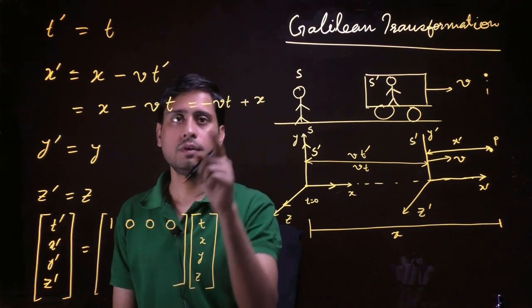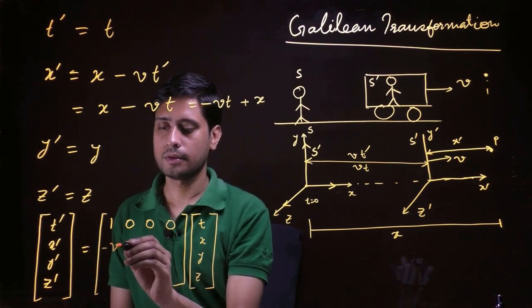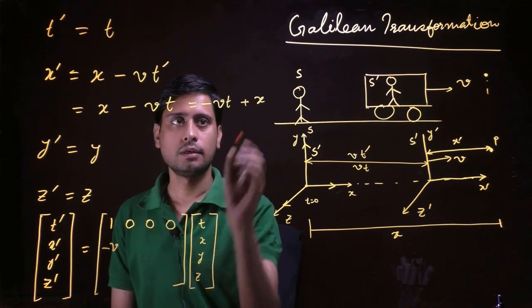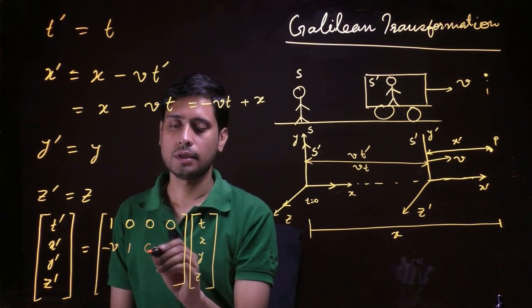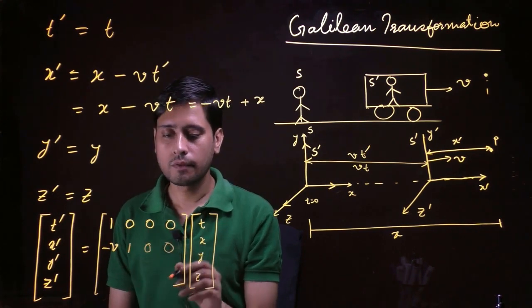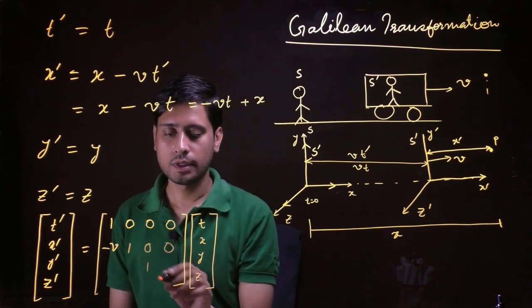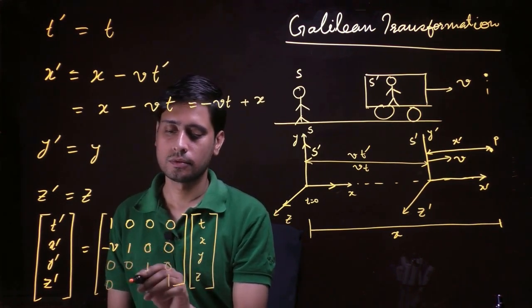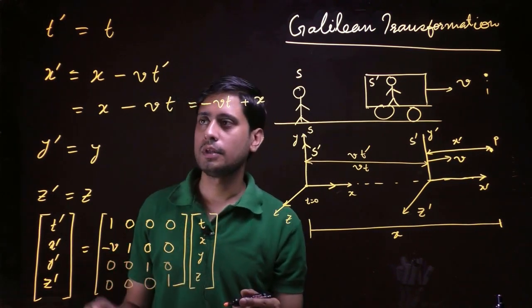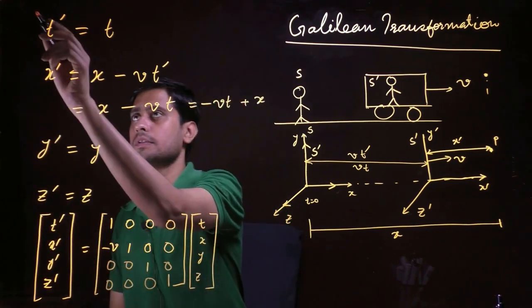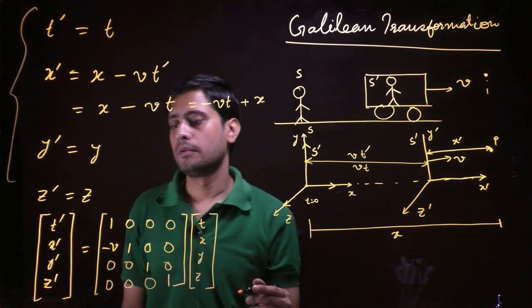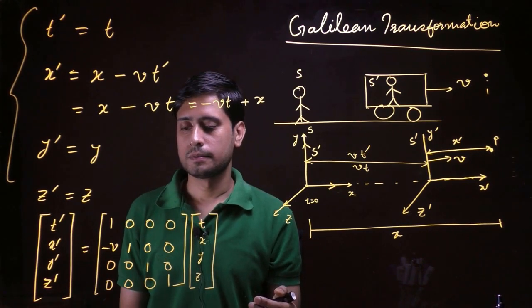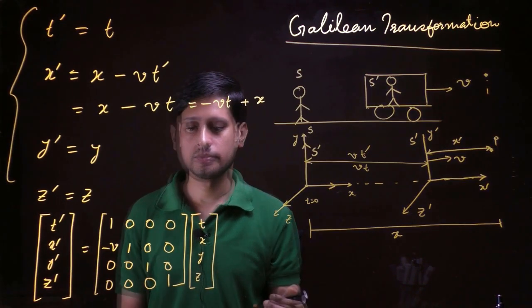So here we have to multiply by minus v, so that minus v will multiply with t, and you will get plus x by putting 1 here, and this will be 0. And similarly we want y, so we will write here 1, and we want z, so we will write here 1, and the rest are zeros. So the same Galilean transformation equation, we have written in a simpler matrix notation like this.